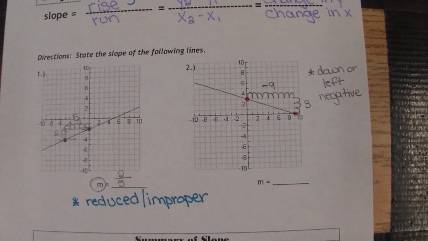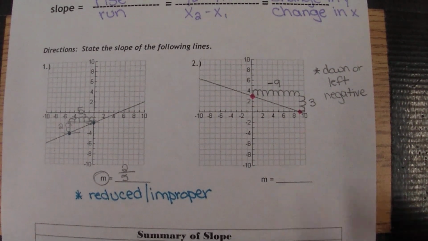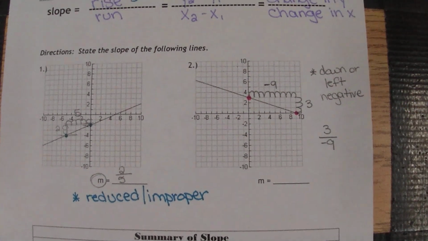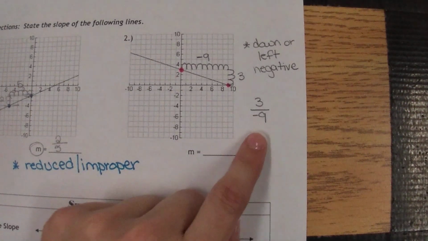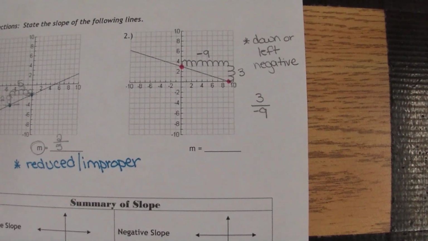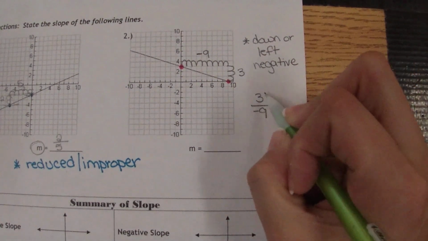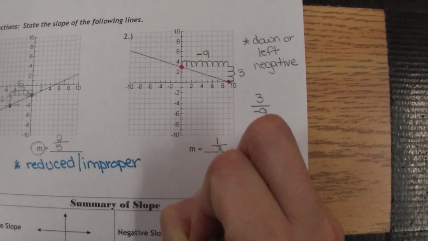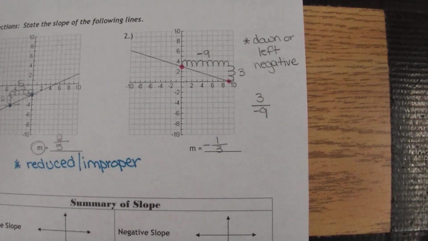Okay, so again, my rise over my run. So my rise was 3. My run was negative 9. But this is not reduced, so that is not my final answer. I need to make sure I'm getting it reduced. So 3 over 9 reduces to 1 over 3. And I'm going to pull that negative out in front.